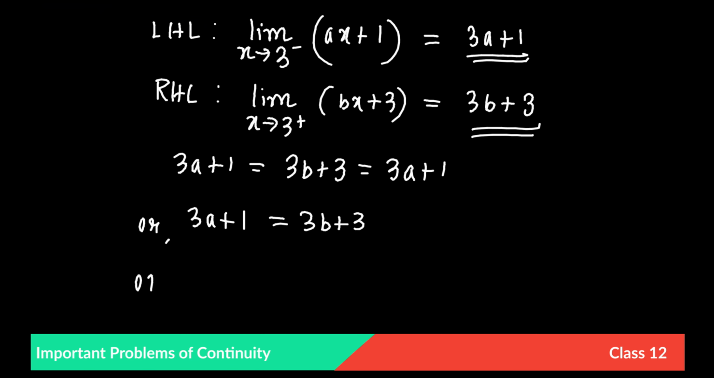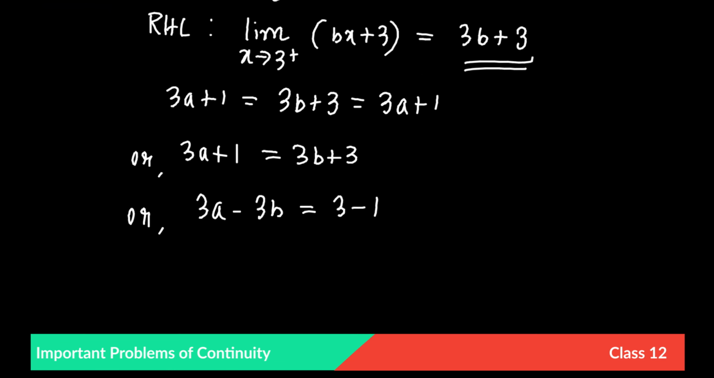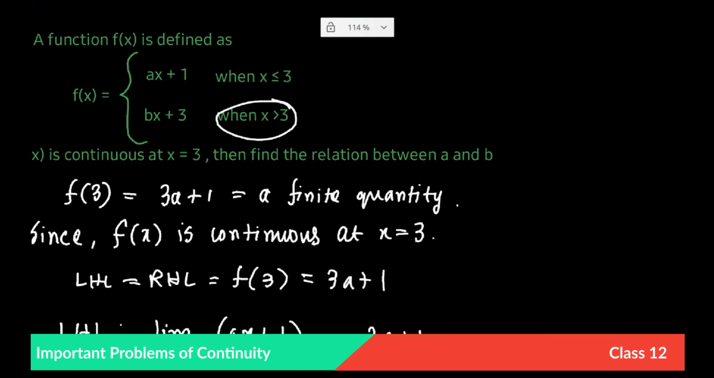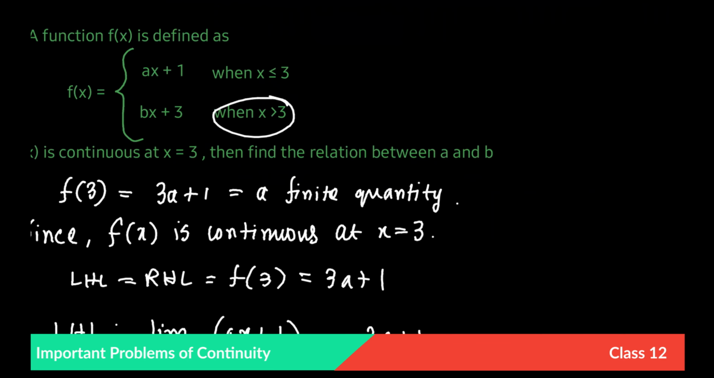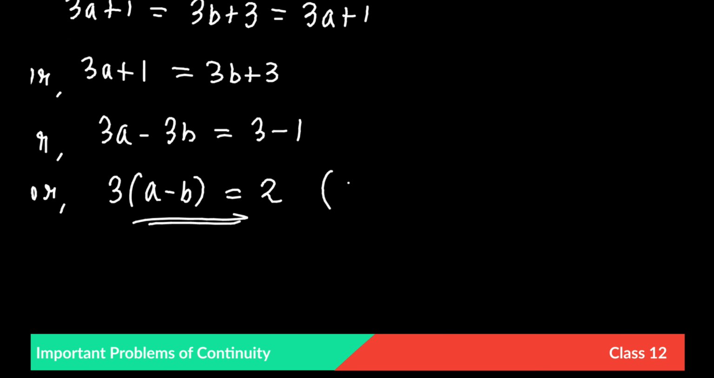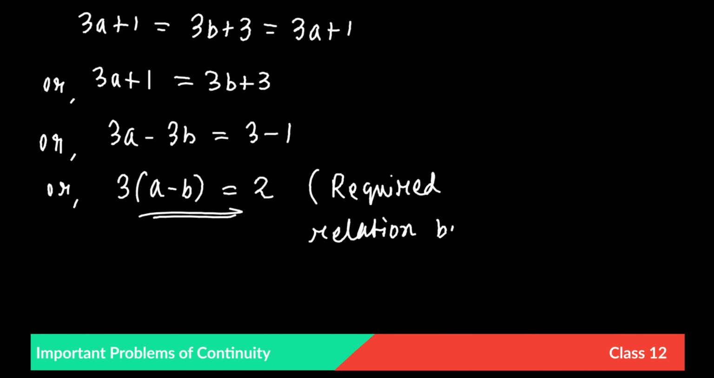Okay, from this we can write 3a minus 3b equal to 3 minus 1, or 3 into a minus b equal to 2. So this is the required relation between a and b, that means 3 into a minus b equal to 2. So the question was this, that we have to find the relation of a and b. Okay, so we have got the relation, that is 3 into a minus b equal to 2. So this is the required relation between a and b.